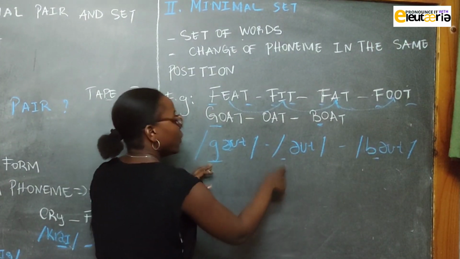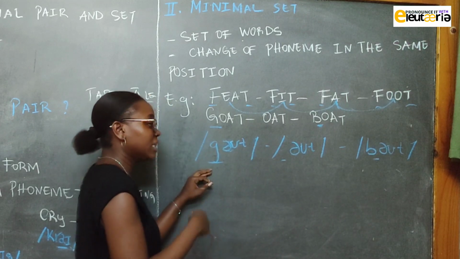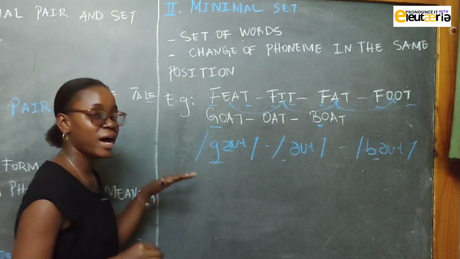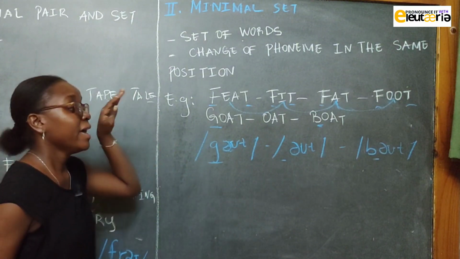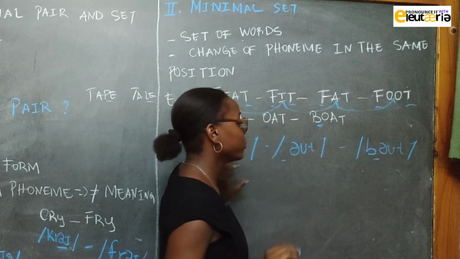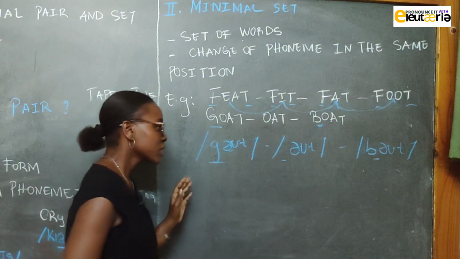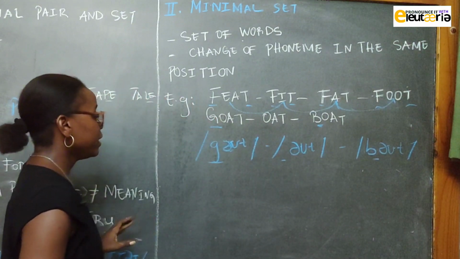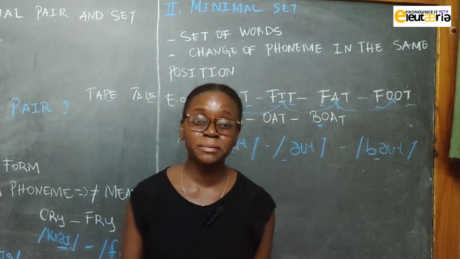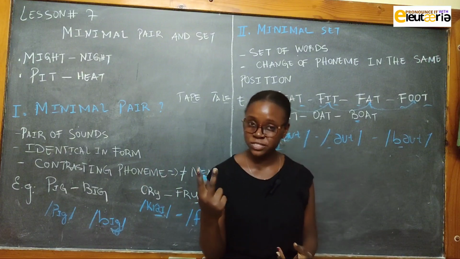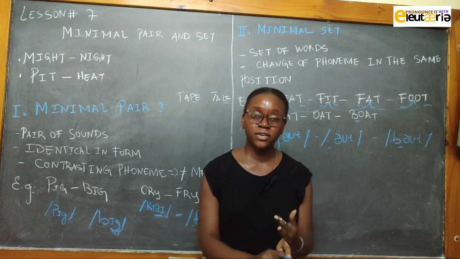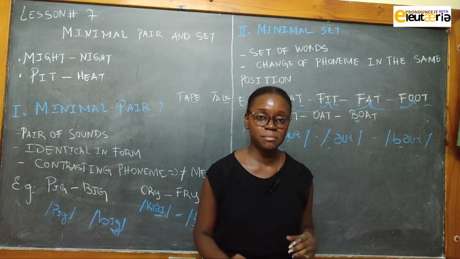From here to here, we deleted or eliminated a consonant, and here we added another consonant. But since we are performing the changes in the same position, we are before a minimal set. So this is what I brought to you about a minimal pair and minimal set. What you have to bear in mind is that a minimal pair, two sounds, a contrasting phoneme. Minimal set, a set of sounds, variation of a phoneme in the same position.